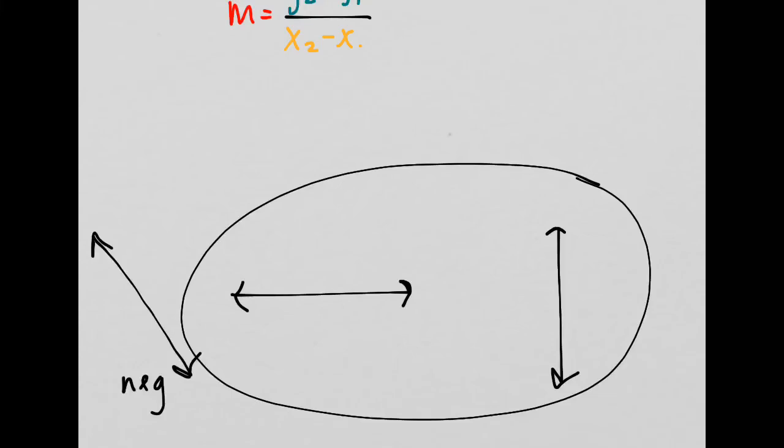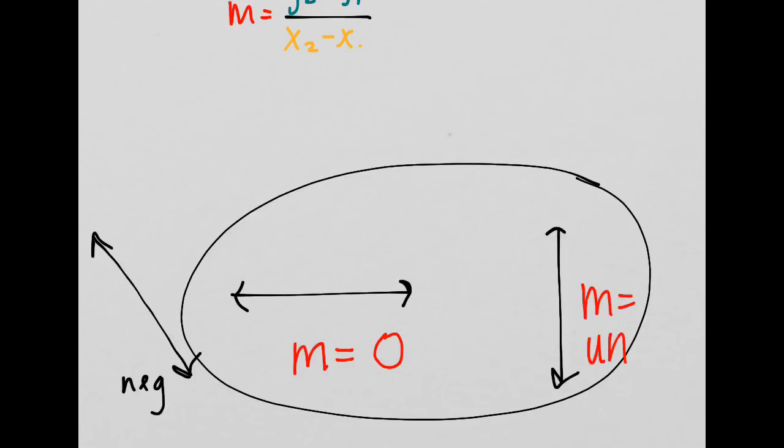When you have a horizontal line like this, your slope is equal to 0. When you have a vertical line like this, your slope is what we call undefined.